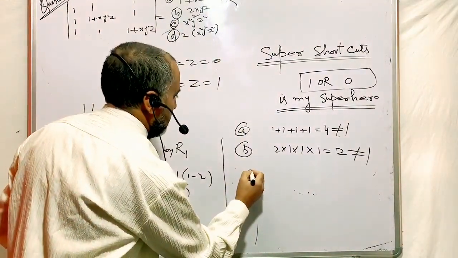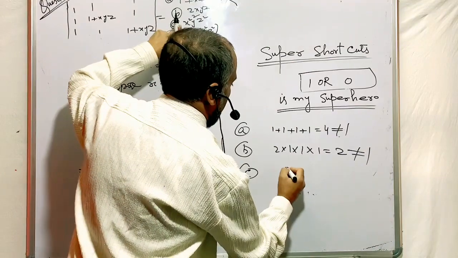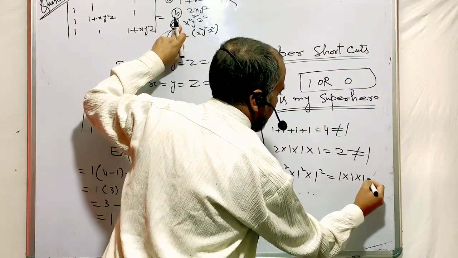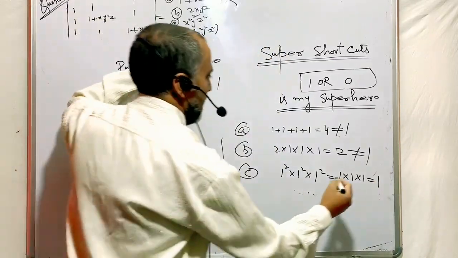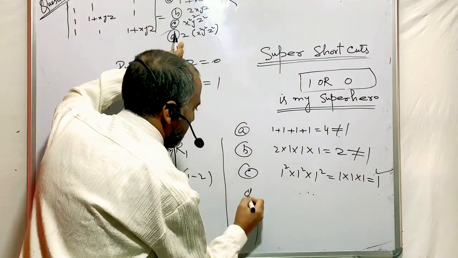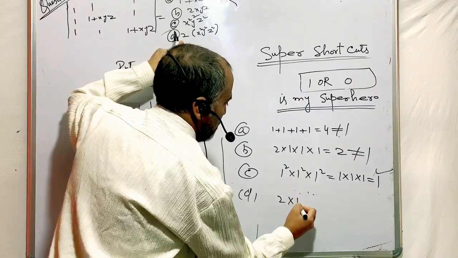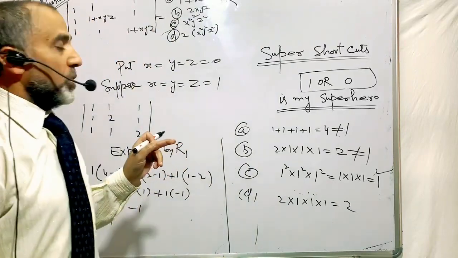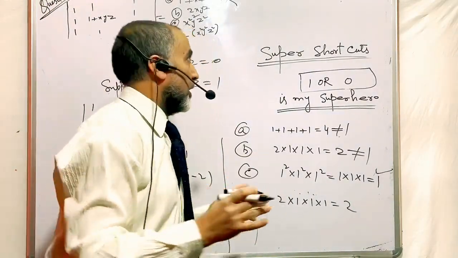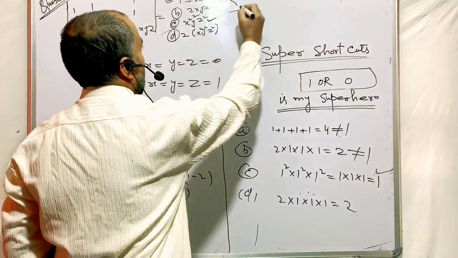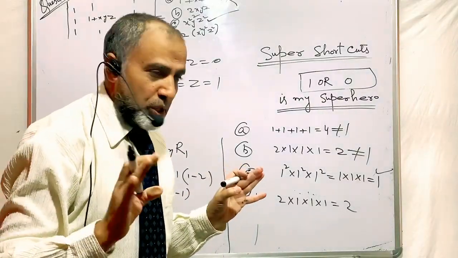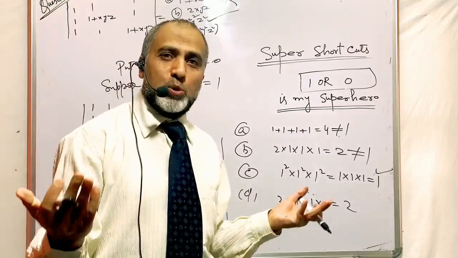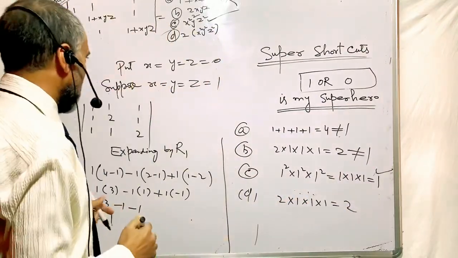What about the third? 1 square into 1 square, that is 1 into 1 into 1, that is 1. This is the correct answer. And if you check the fourth also, it is 2 into 1 square into 1 square into 1 square, that is 2. This one is not correct. That means the correct option is the third one. Is it clear to you? It is simple. We have used it: 1 or 0 is my superhero. Okay, you can copy it.